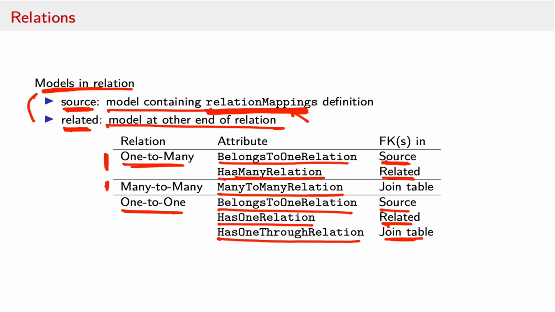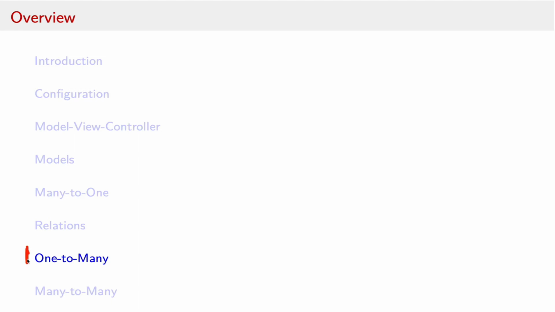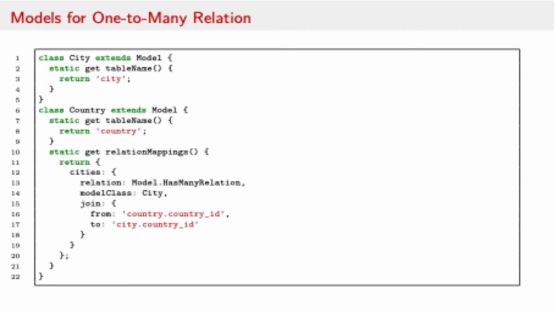So let's see how we would do that with the cities and countries. We're again looking at a one-to-many relationship. We looked at many-to-one previously. That was the thing that connected our many cities to one country. We're going to go the opposite direction now and look at the one-to-many side.